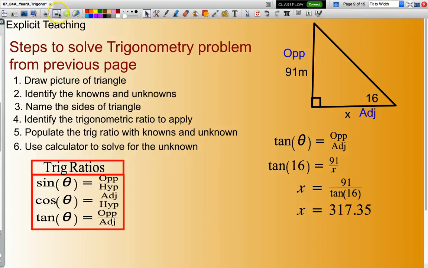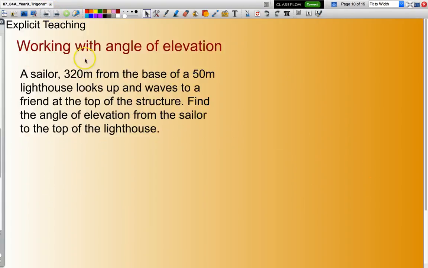I'll move on to the very last example that I'm going to go through today. Right. Now, our next example is working with an angle of elevation. If you recall, that's an angle in which we look upwards. Now, reading the question, a sailor 320 meters from the base of a 25-meter lighthouse looks up and waves to a friend at the top of the structure. Find the angle of elevation from the sailor to the top of the lighthouse.